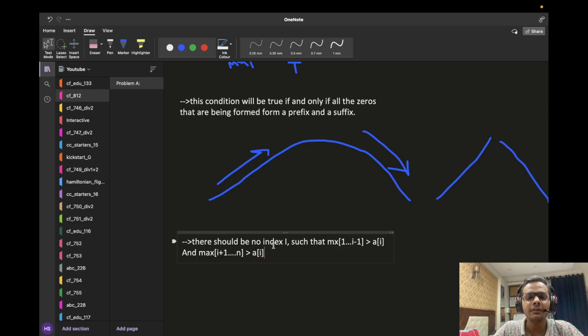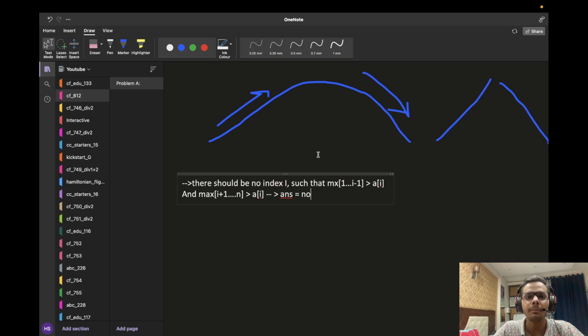It's pretty natural that if this happens, then we will have a local minima, and a local minima means that our array is first decreasing and then increasing, and that is something that we don't want. So if this is true for any I, then the answer is no, and if this is not true for any I, then the answer is yes. So this completes the solution to problem B.